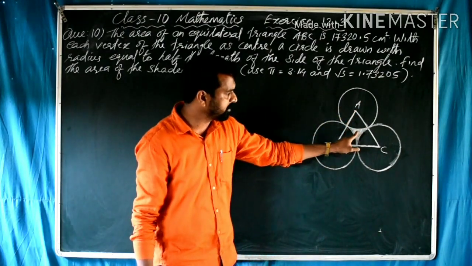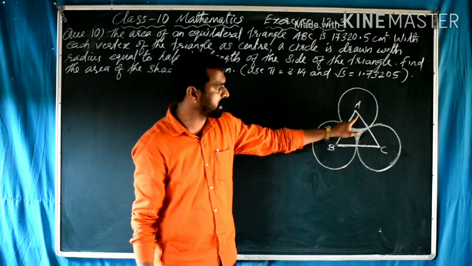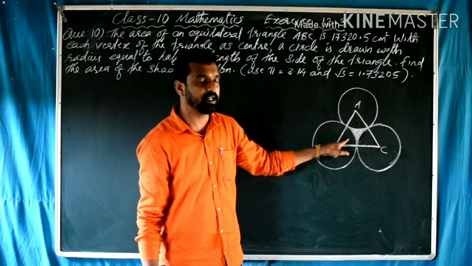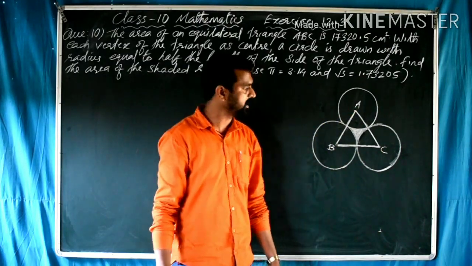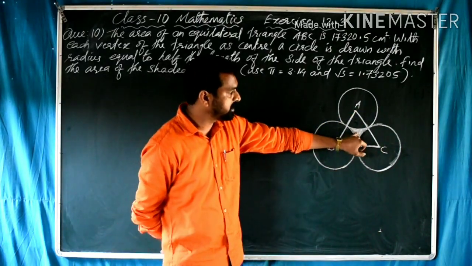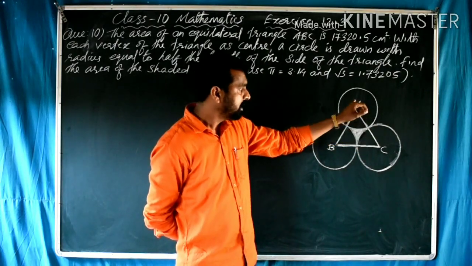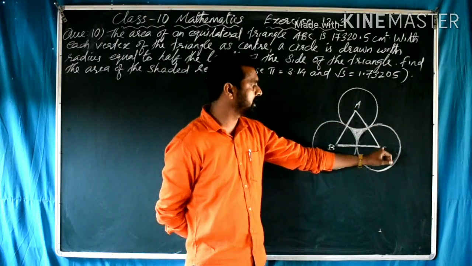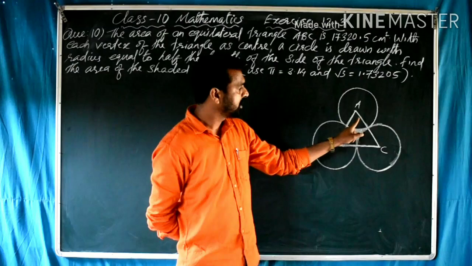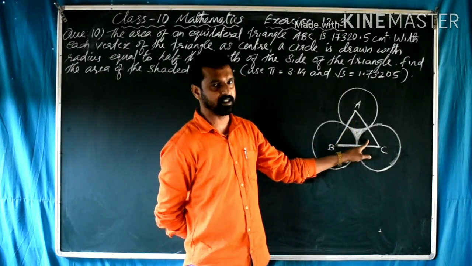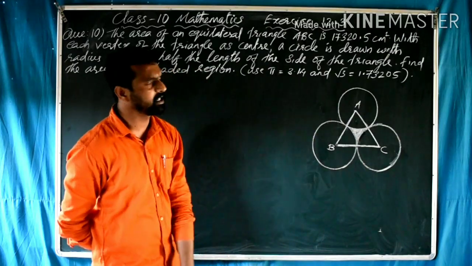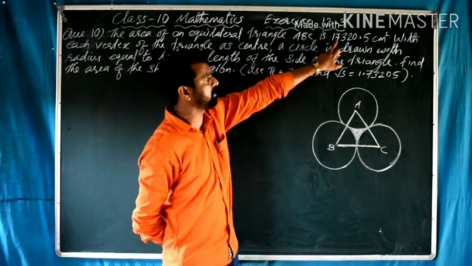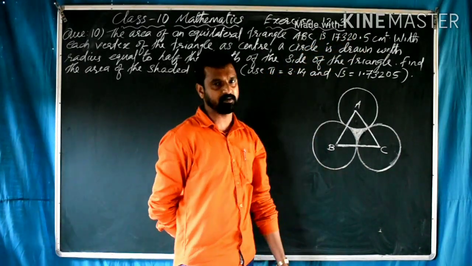So to find this area, we have to subtract the area of these three sectors from the equilateral triangle ABC. So area of the shaded region is equal to area of equilateral triangle ABC minus area of the three sectors. The area of the equilateral triangle is given in the question, that is 17,320.5 centimeter square.